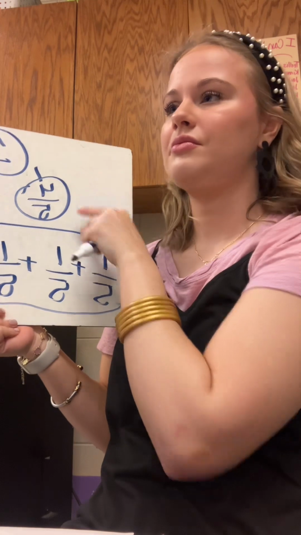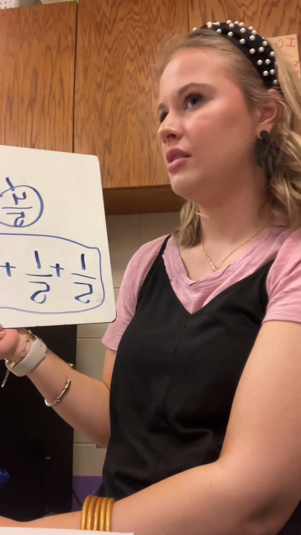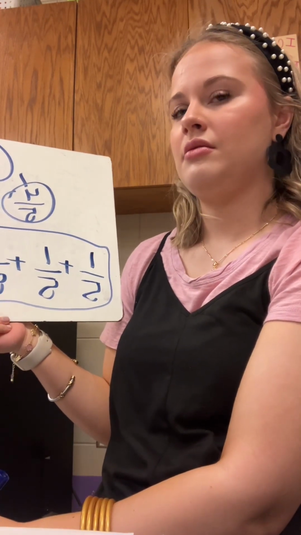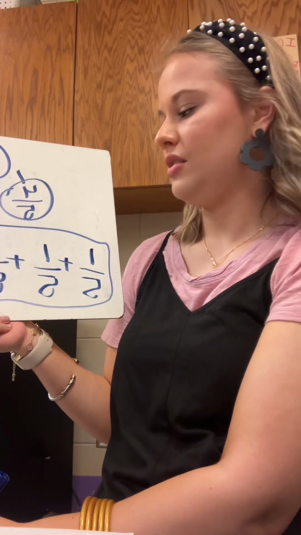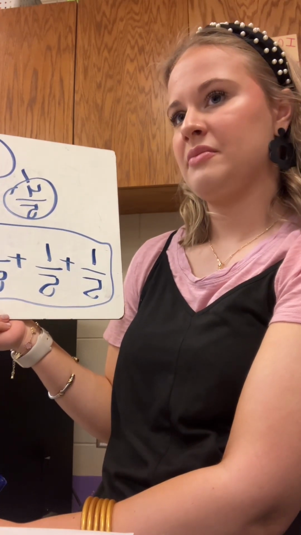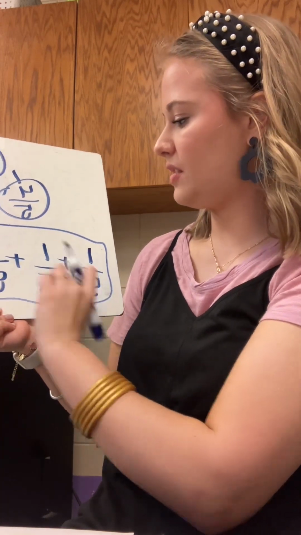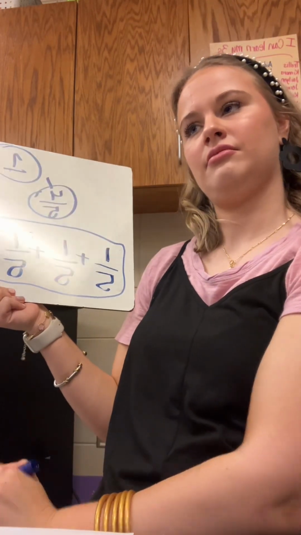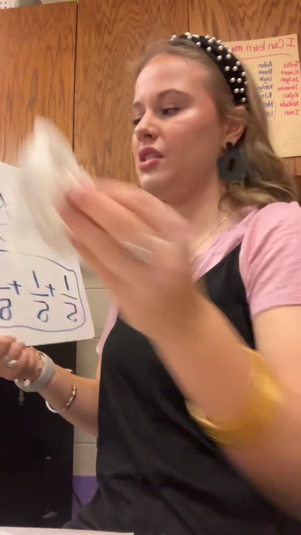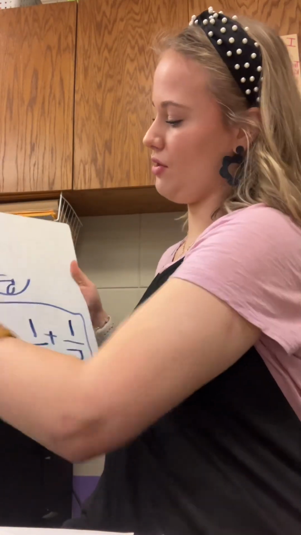What if you want to do 2 and 3? You could. I'm gonna do that one next. You could combine 2 of these fifths and then combine the other 3. So there's different ways you can do it.